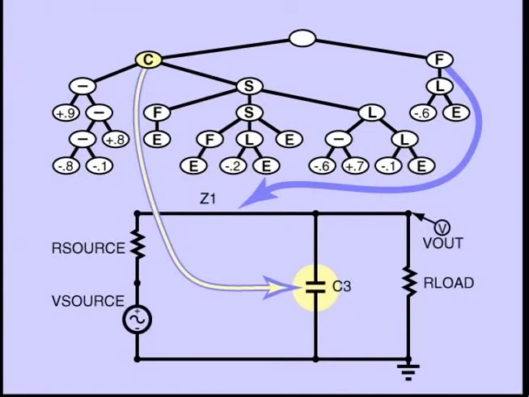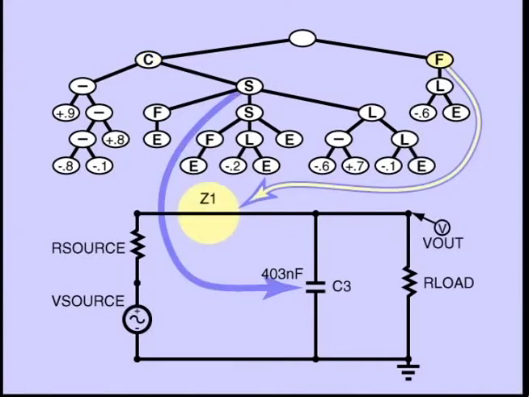The 7-point arithmetic performing subtree of the C function establishes the numerical value of 403 nanofarads as the sizing of capacitor C3. The next function in the tree, an S function, now becomes associated with C3. The polarity reversing flip function F now reverses the polarity of modifiable wire Z1.